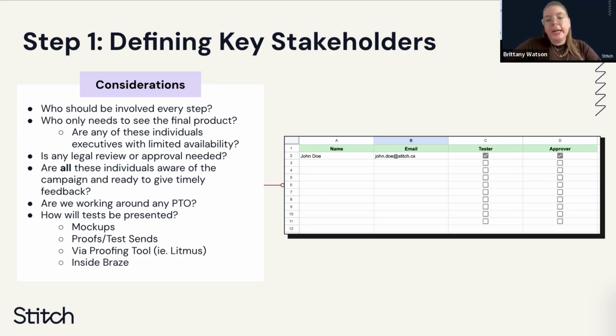On the right-hand side here is just a general log that I have seen clients have a lot of success with when it comes to defining their key stakeholders. So you can see this is very simple, just the individual's name, their email address, and then whether they are going to be a tester or just an approver. So sometimes we're checking things like personalization. We're sending out a ton of different proofs, tons of different tests. Is this person going to be involved in all of that? Or do they want to see what we're considering the final version for final approval?